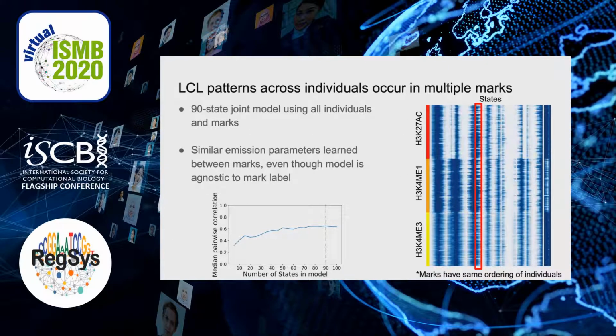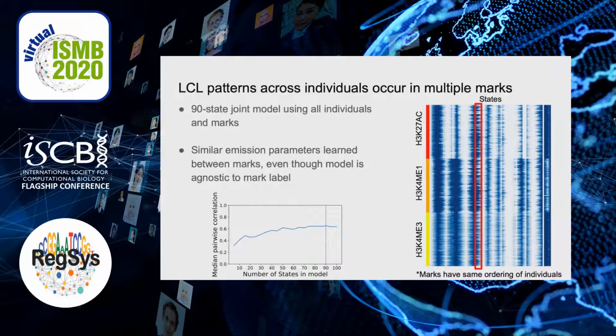Using the binarized data, we learn a joint HMM model across all individuals and marks. The emission matrix shown on the right is grouped by mark. Within each mark, the ordering of individuals is the same. Within each state, there are similarities in the emission parameters between the marks, which matches our prior knowledge about these marks. This correlation was learned in our model, even though the model is agnostic to the mark labels.